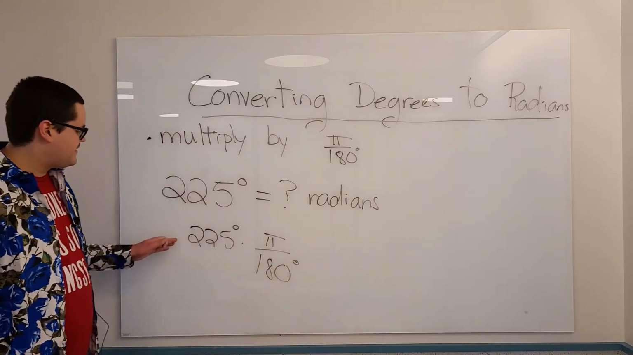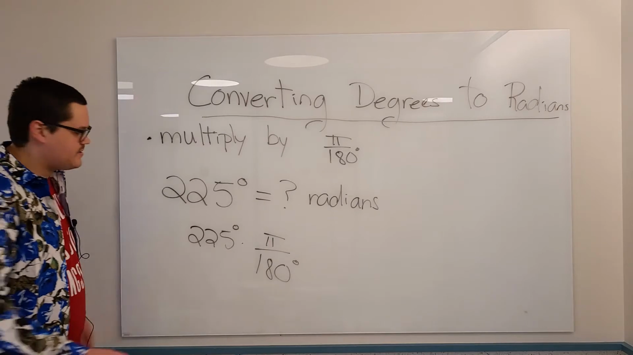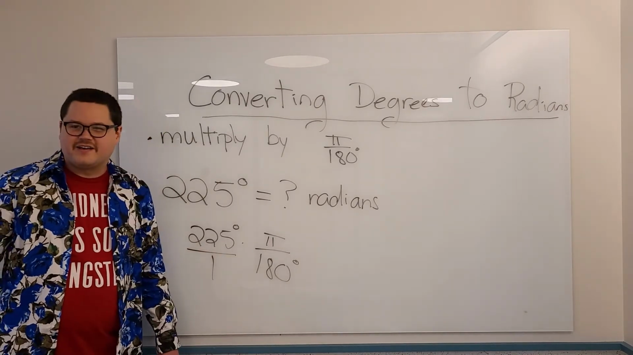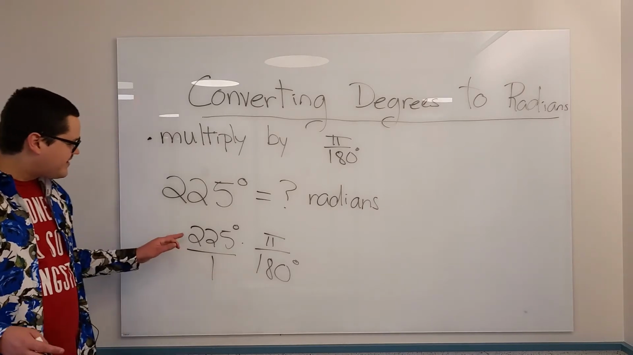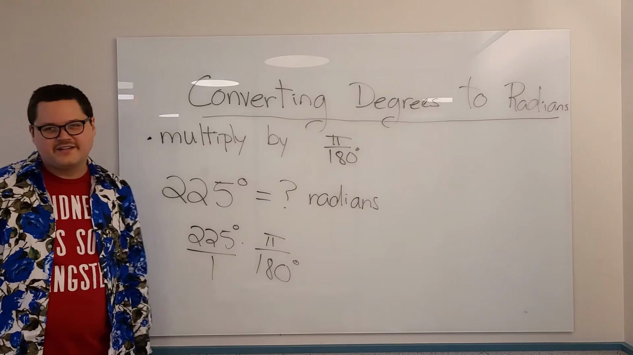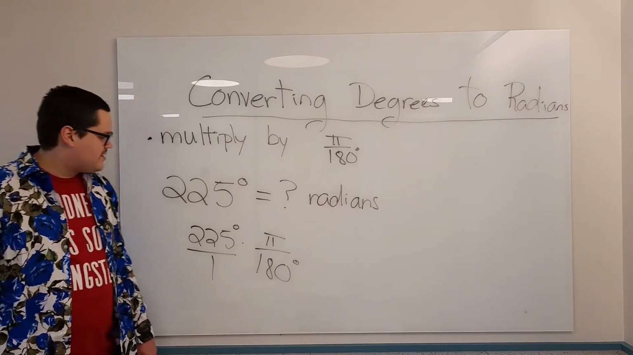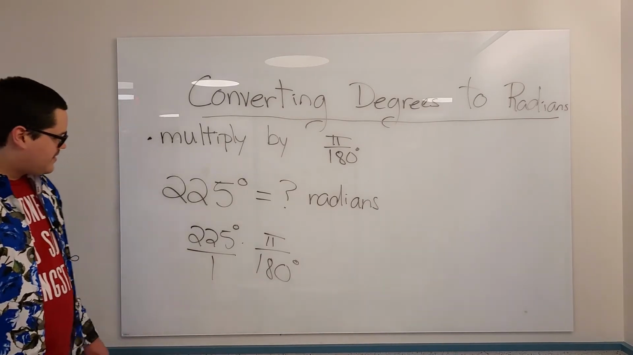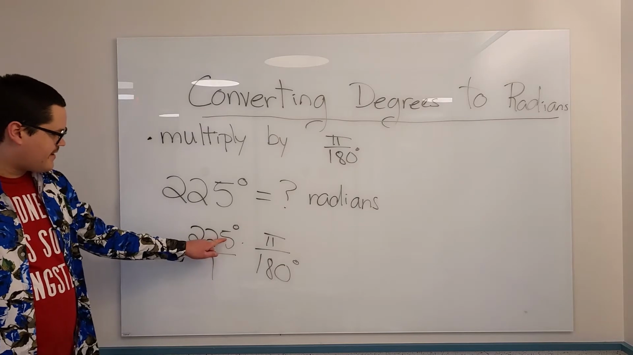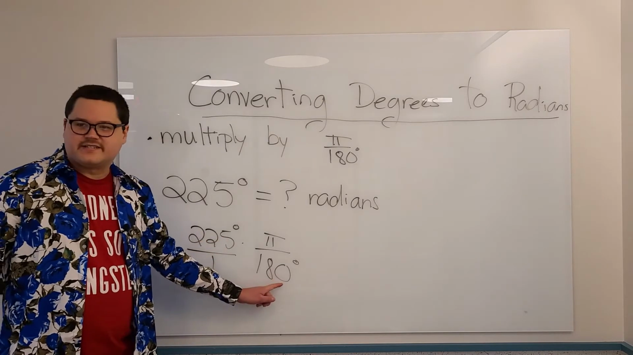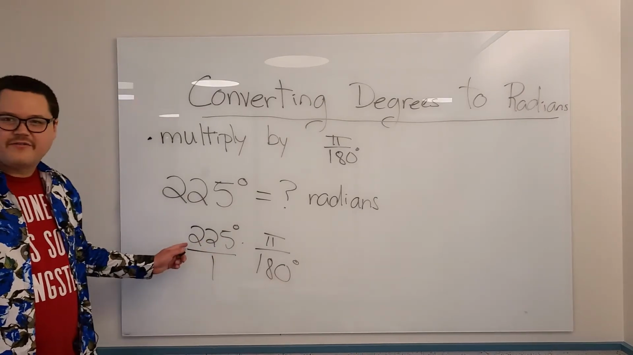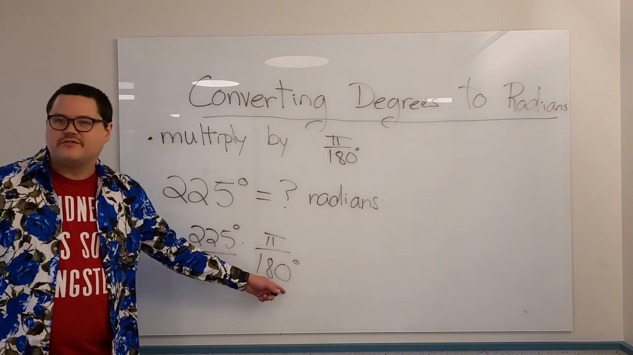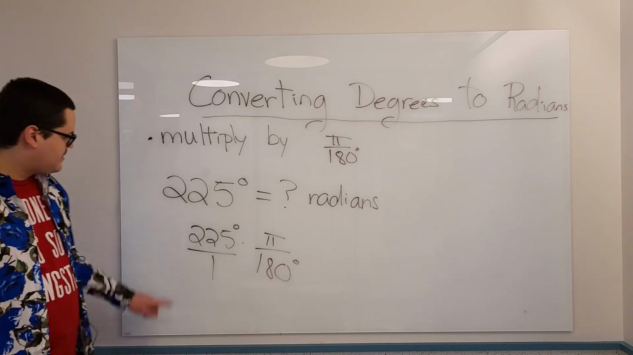225 degrees, that's 225 over 1. Okay, do we need to use a calculator here to do this reduction? No. You only need to use your brain. Okay, this ends in a 5. This ends in a 0. So a common factor is 5. Right? If things end in a 5 or a 0, they're divisible by 5.